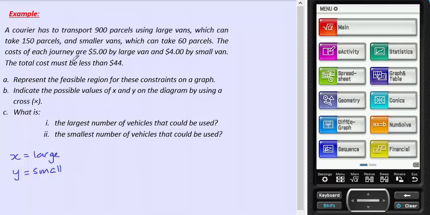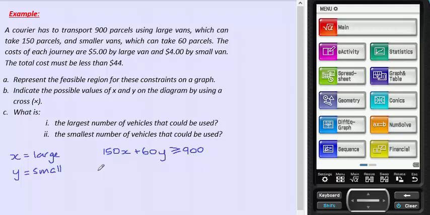Now, first of all, we know that a large van can take 150 parcels and a small van can take 60 parcels. So we'll start off by saying that if I take 150 parcels in a large van and 60 parcels in a small van, each time I take those parcels in one of those vans, that will add up, and so I can use this as an equation, and I need to take 900 or more parcels. So if I work something out and I'm taking 950 parcels, that's okay, but I need to make sure it's at least 900 parcels. So that's the first one.